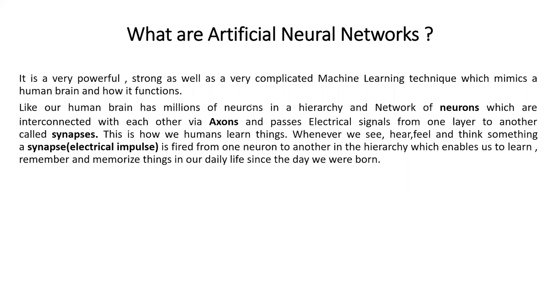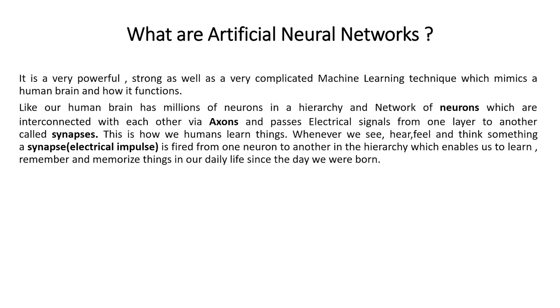Yes, so neurons are interconnected with each other via axons, and they pass these electrical signals from one layer to the other, which we call synapses. If you see the diagram which I have already shared in the previous slide, these axons and synapses are all part of it, and this is how we humans learn. We learn from these different signals. And whenever we see, hear, feel, and think about something, a synapse or electrical impulse is fired from one neuron to the other in the hierarchy, which enables us to learn, remember and memorize things in our daily life since the day we were born, right?